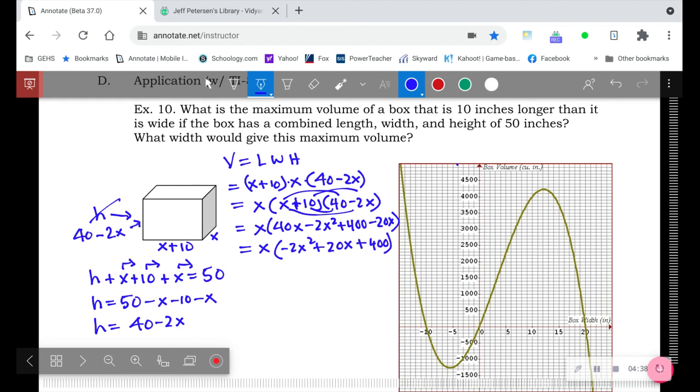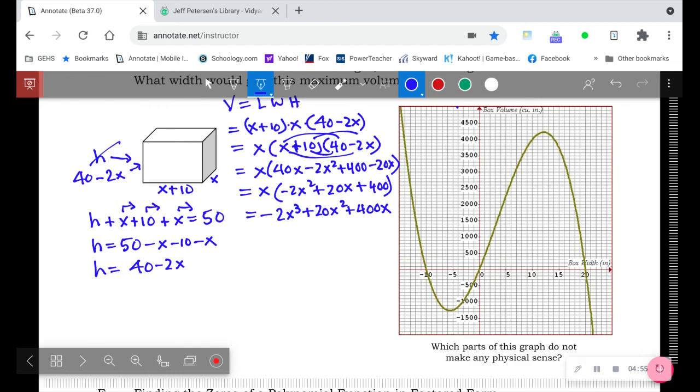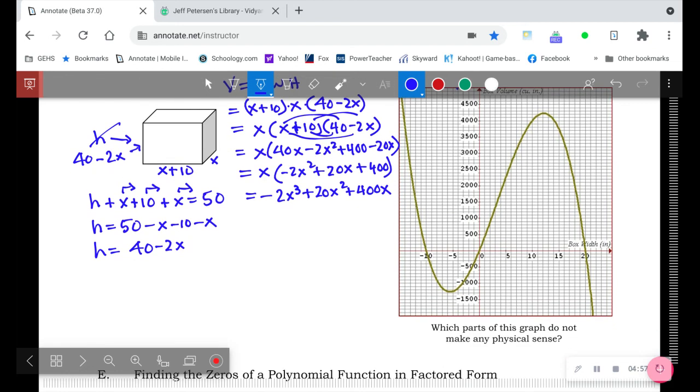Now distribute the x all the way down for my final expression for the volume. Negative 2x cubed plus 20x squared plus 400x. Okay, we're going to graph this. So you're going to type that on the y equals line.